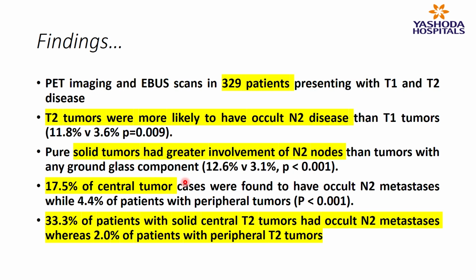What they found significantly is that T2 tumors will very commonly have N2 disease. Solid tumors will have N2 disease. Central tumors will have N2 disease which is negative on PET, about 17.5%, and among these solid central T2 tumors, altogether 33 patients may have negative FDG PET but positive EBUS TBNA findings. So specifically, when the imaging shows a central tumor, a solid tumor, or a tumor of more than 3 centimeters, usually you should go for EBUS.